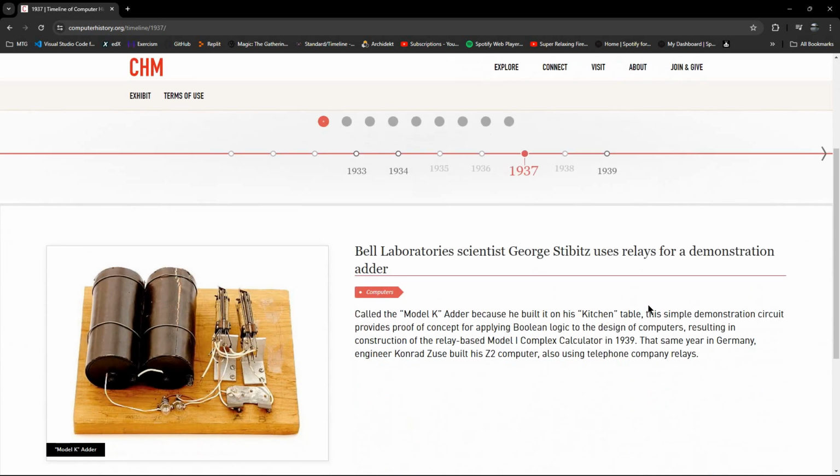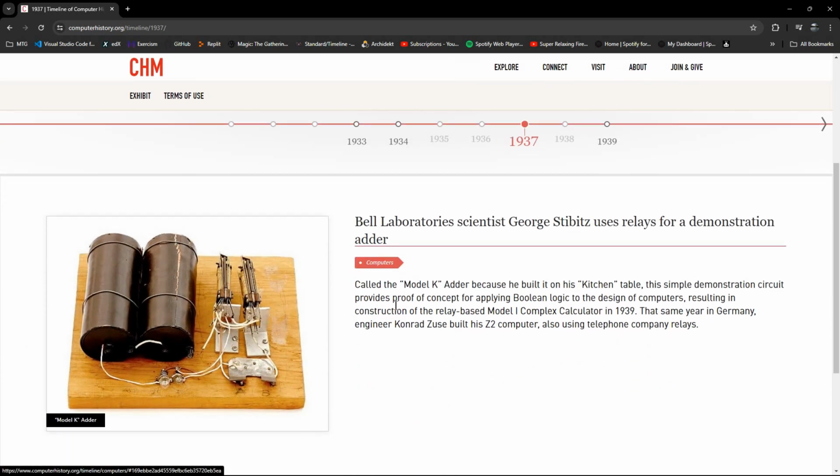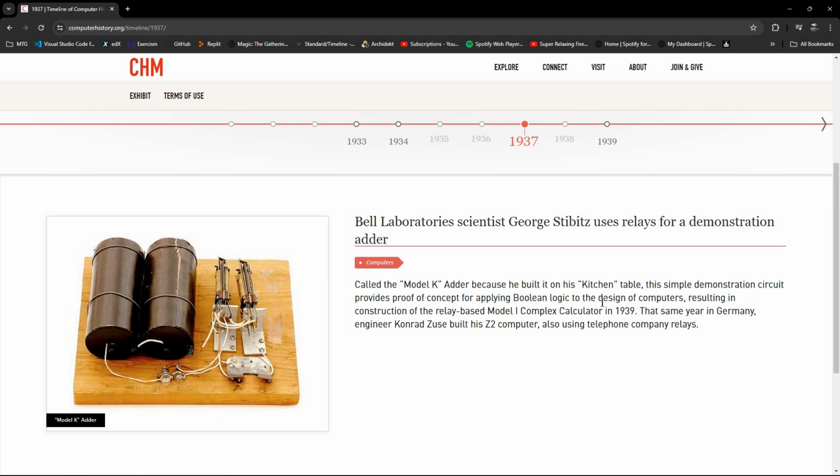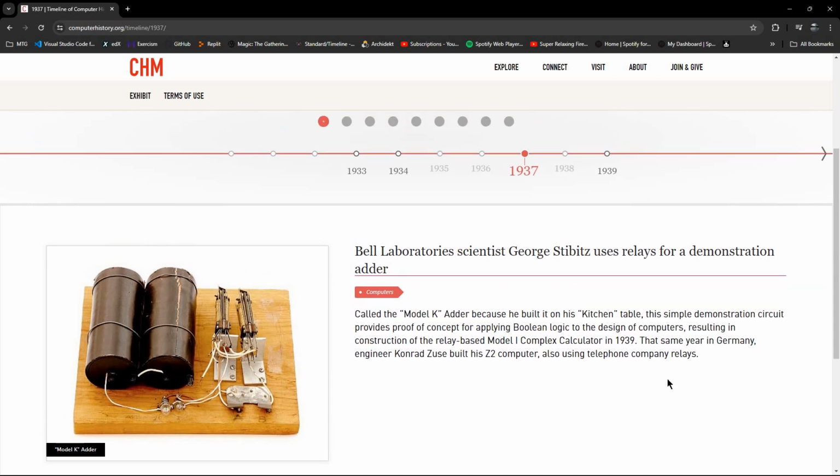So yeah, there's the Model K adder, it's a kitchen table built, same year as Conrad Zuse built his Z2 computer. So that's a name that crops up a lot in the history of programming.